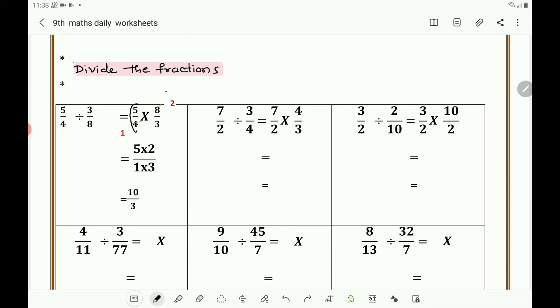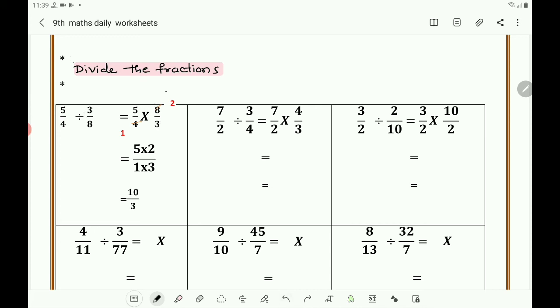Here you write the first fraction as it is. Then you take the multiplication into and write the reciprocal of the second fraction. Here the second fraction is 3 by 8. Its reciprocal is 8 by 3. Means interchange the numerator and denominator. In the place of numerator you write the denominator, and in the place of denominator you write the numerator. So the reciprocal of 3 by 8 is 8 by 3.